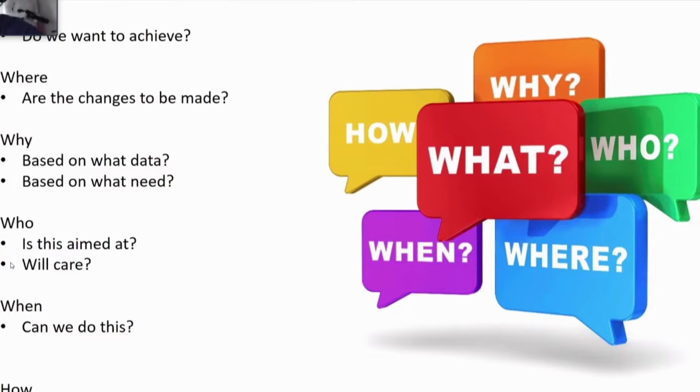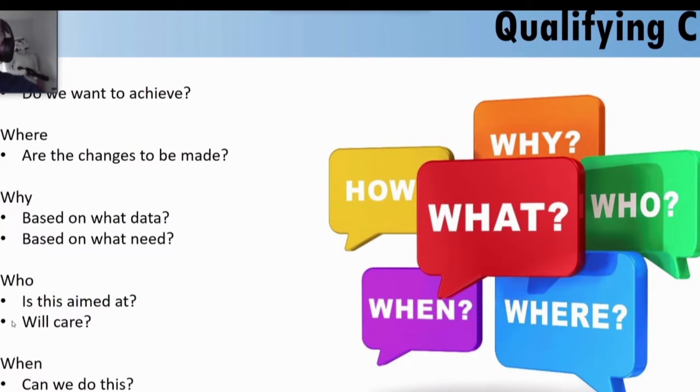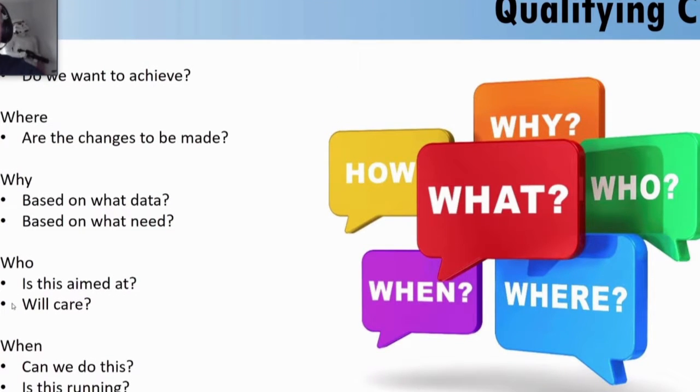When can we do this? Because timing is a factor. And when is this running? Because seasonality and marketing campaigns may affect the data we've got available. And how is all this measured? How will this show in the metrics that we've defined for the test?